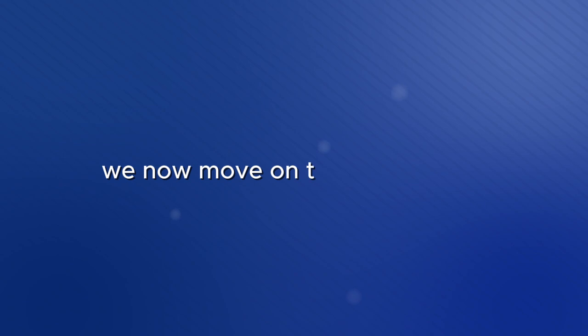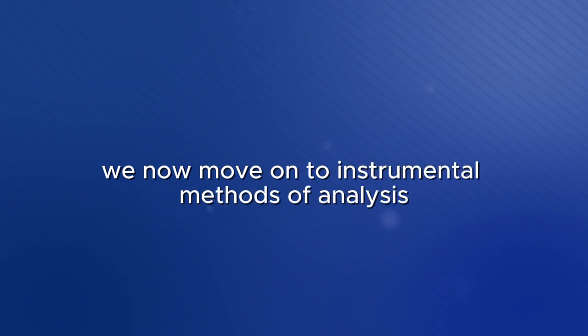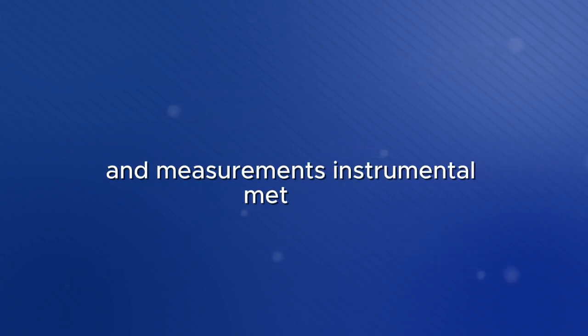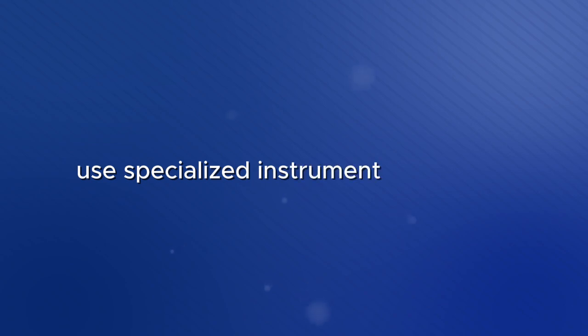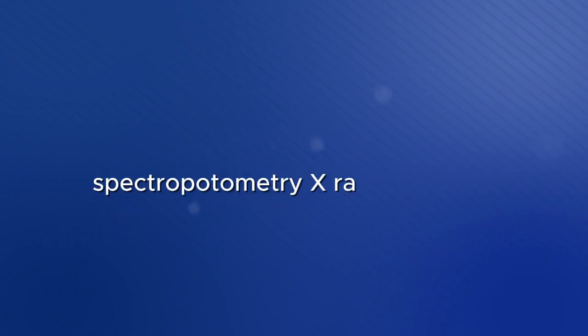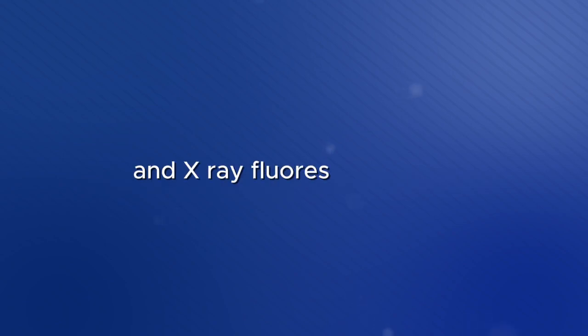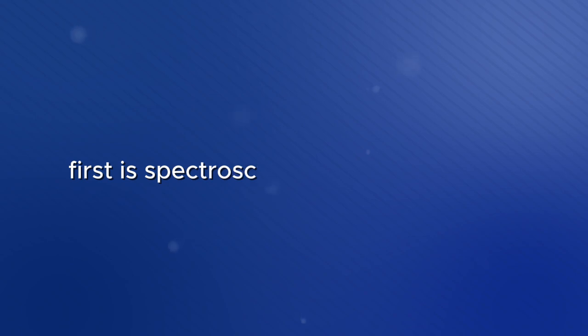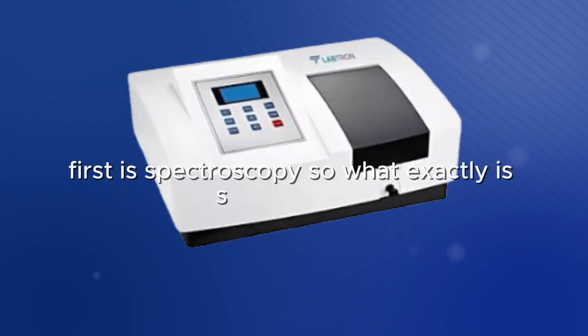After looking at the classical methods, we now move on to instrumental methods of analysis. Unlike classical methods, which mainly depend on chemical reactions and measurements, instrumental methods use specialized instruments to detect and measure the properties of a sample. There are three methods we're going to discuss: spectrophotometry, X-ray diffraction and X-ray fluorescence, and microanalysis. First is spectrophotometry. So, what exactly is spectrophotometry?